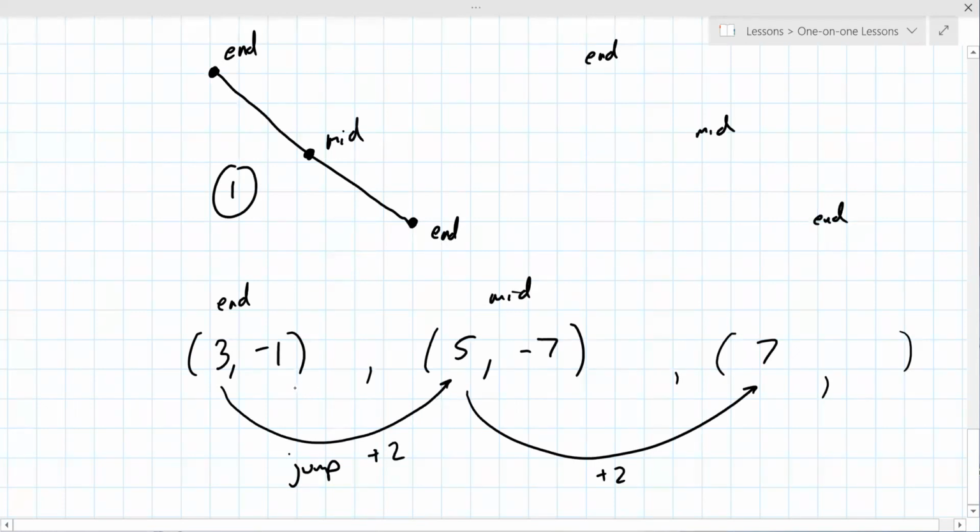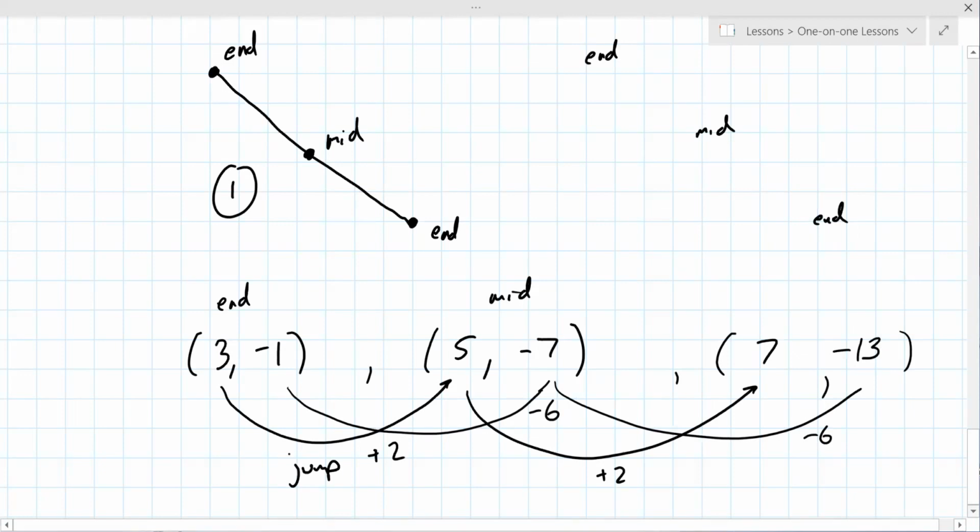So now what's the jump from -1 to -7? This is where it's maybe a little bit more difficult. -6. So if you do that again, that's -13. Is -13 minus 1 divided by 2? Yes, it is.